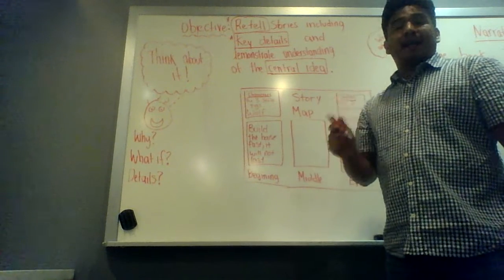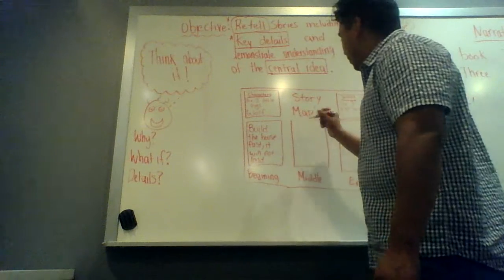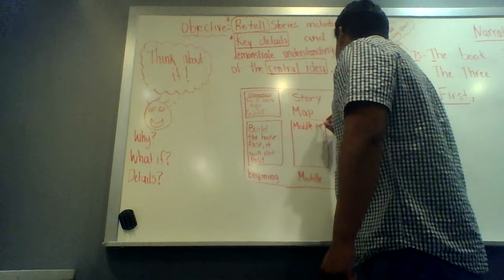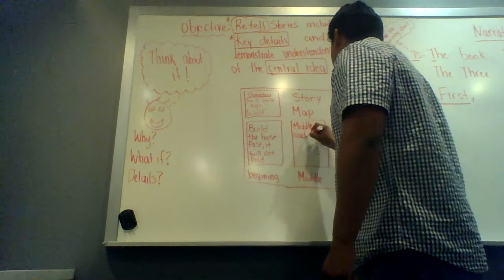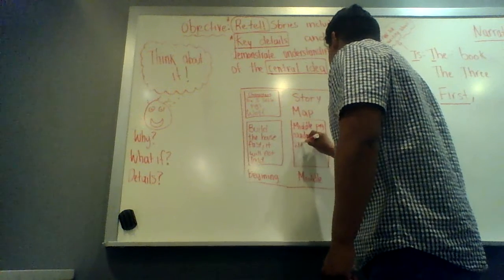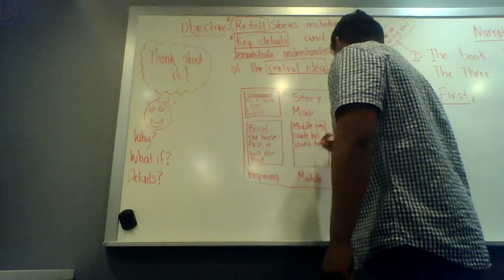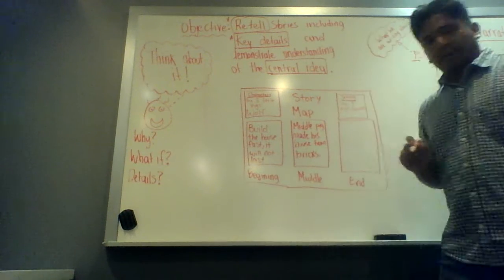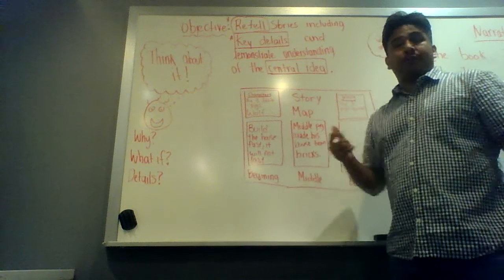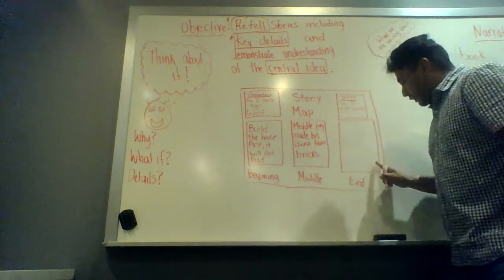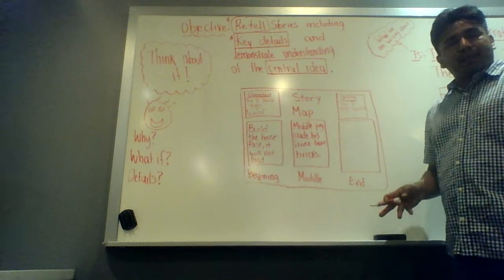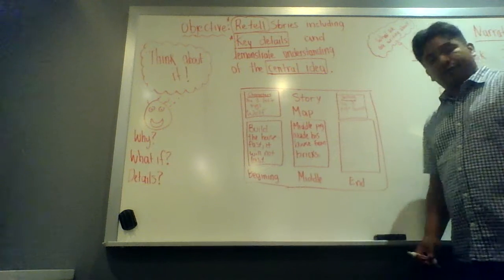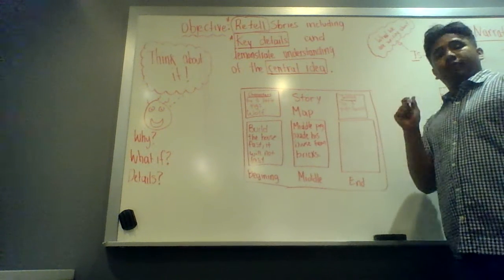In the middle, pig made his house from brick. Awesome job. Middle pig made his house from bricks. Awesome. Excellent job. Now, in the end, you can tell me what happened in the end, ladies and gentlemen? Somebody. Thank you very much. You're right. Excellent. Wolf blew down the houses.